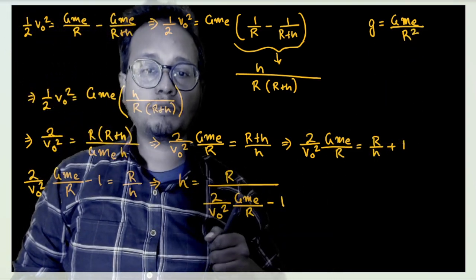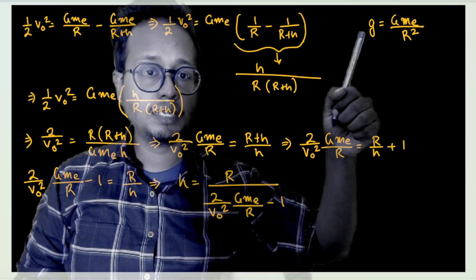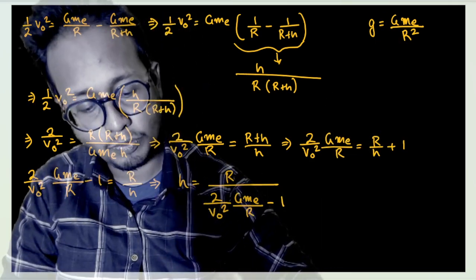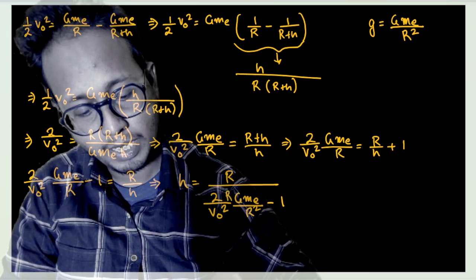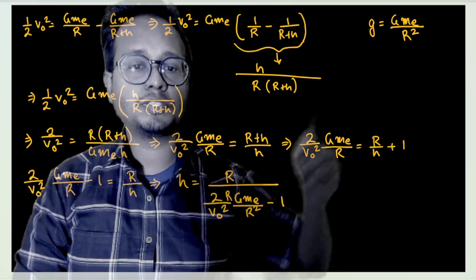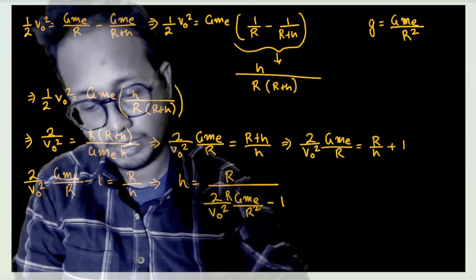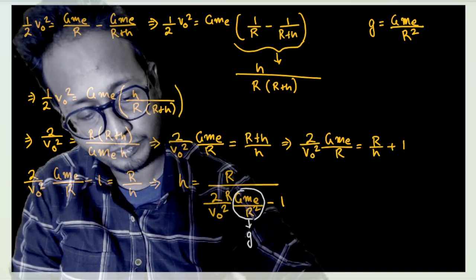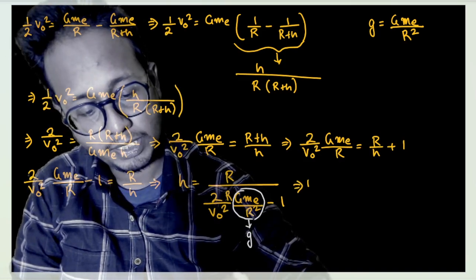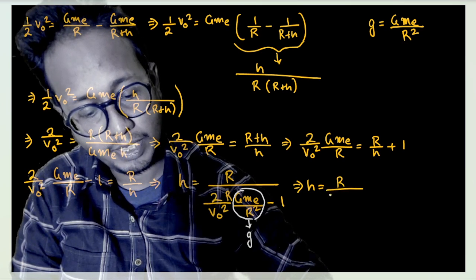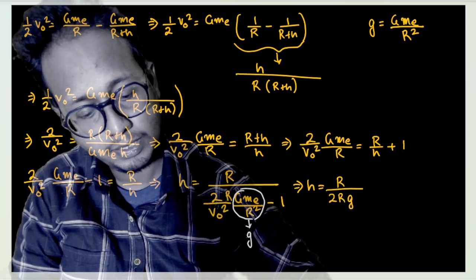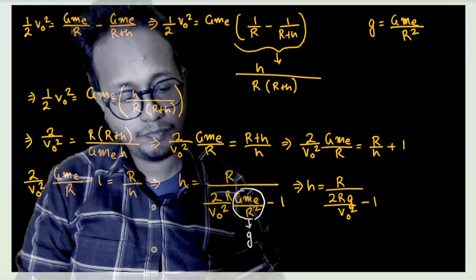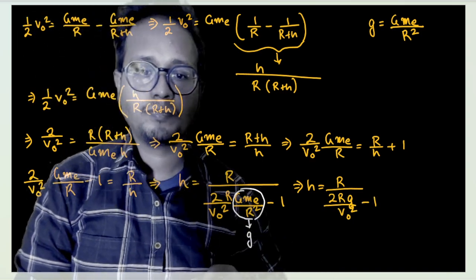Somehow if I want to substitute the value of g, or acceleration at the surface of Earth, in this equation, how do I do that? I'll just multiply the denominator by r and the numerator by r out here. So GME by r square is nothing but acceleration due to gravity at the surface of Earth, isn't it? G. Or if I rewrite my equation, h is nothing but r divided by (2rg by v naught square minus 1). Fair and fine.